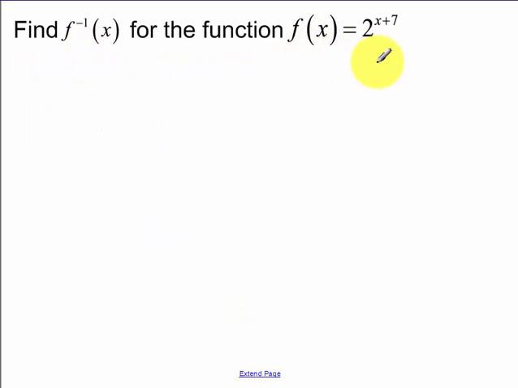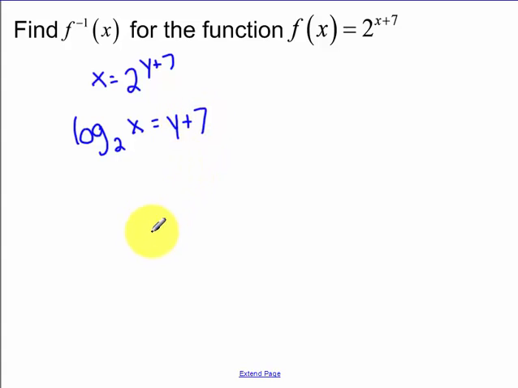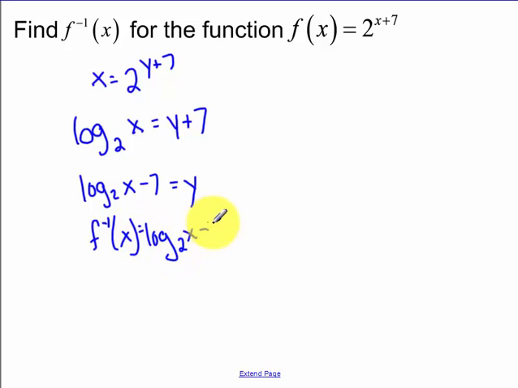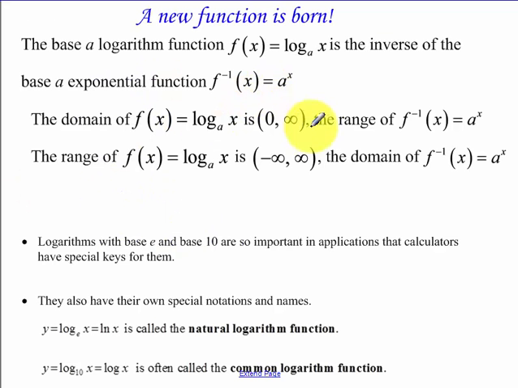Now finding the inverse for this function. So I switch my x and my y. Now remember how we solve for exponents, our logarithm. Log base 2 of x is equal to y plus 7. Subtract the 7 over. And we have now our inverse. So a new function is born.